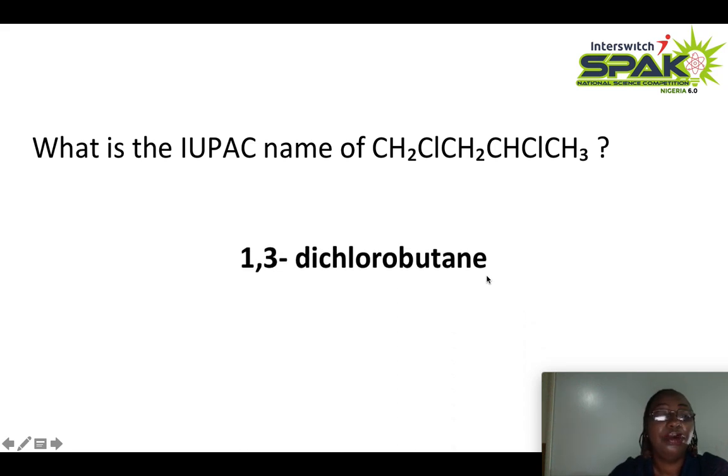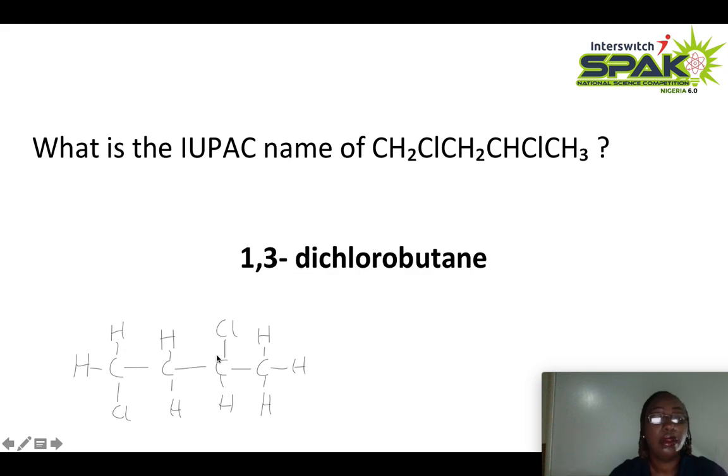Sorry. What's the IUPAC name of this compound? As you can see in this structure, let me see. I think I have this structure drawn. So let's see the structure. If you look at the structure, you realize we have 4 carbons, 1, 2, 3, 4, which are represented this way. The first carbon has 2 hydrogens, then Cl. Then the second carbon has 2 hydrogens. Then we have CH.